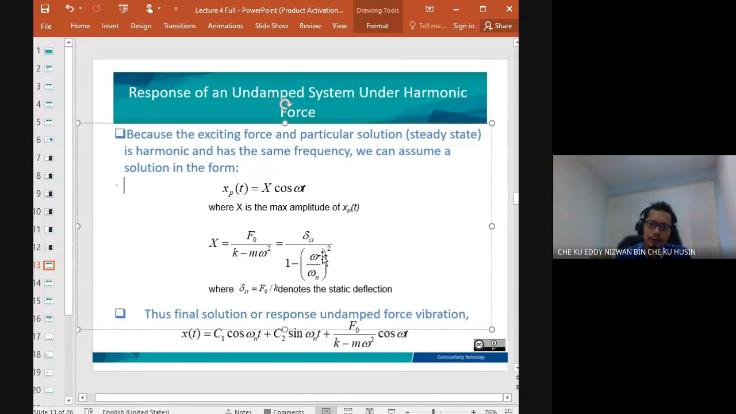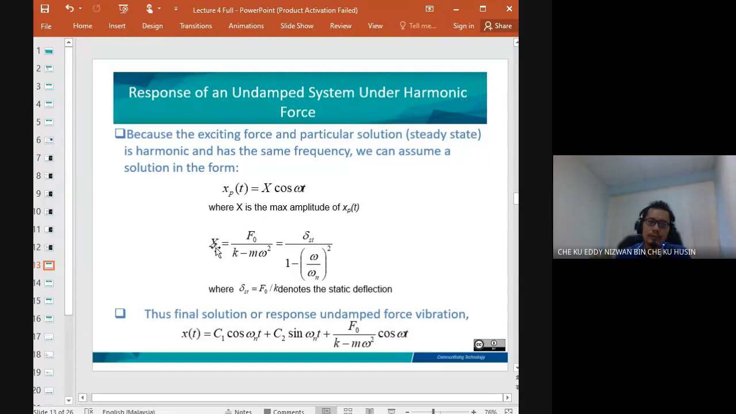It can be simplified into this form. But actually, I prefer you to use this solution because it's easier. Sometimes this one is confusing. This one actually refers to the static deflection. It is not the static deflection due to the mass, but the static deflection due to the force applied. So the force F basically gives F over K. So we get this relationship, which is that the amplitude depends on this equation.